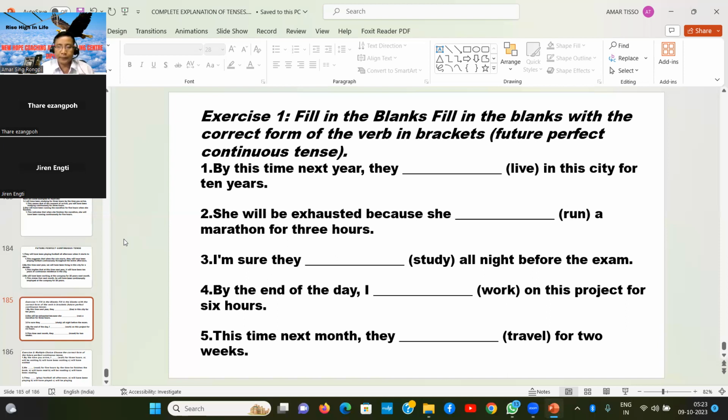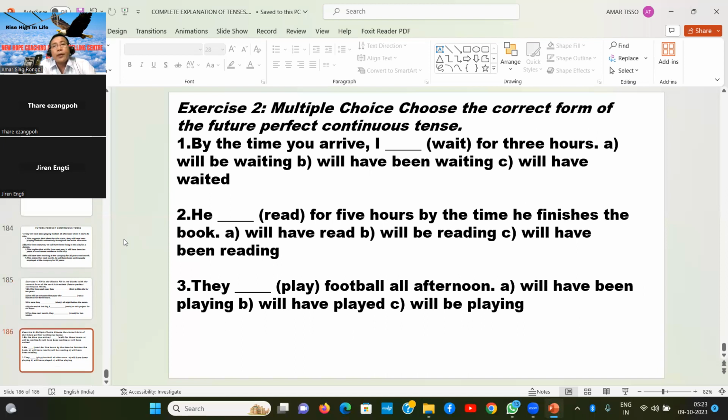Number 5. Jiren. This time next month, they will have been traveling for 2 weeks. Yes. Good. Okay, now we have to choose from some options they've given: A, B, C. One of them is correct, and we have to use the correct form of the future perfect continuous tense. Number 1. Which one should we choose here?